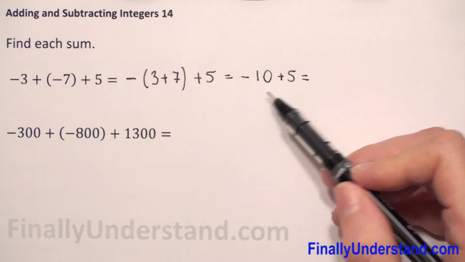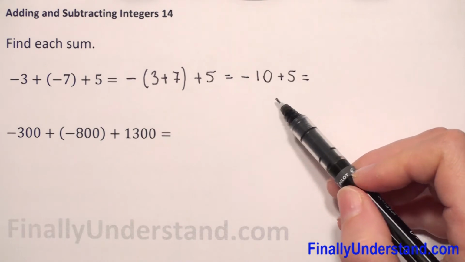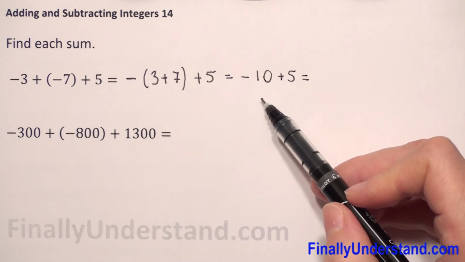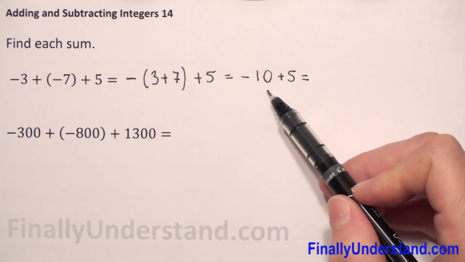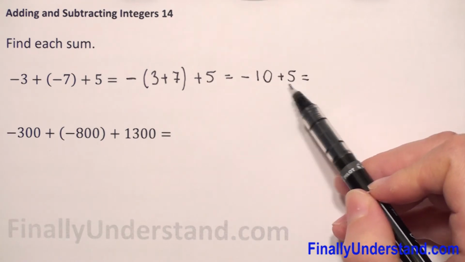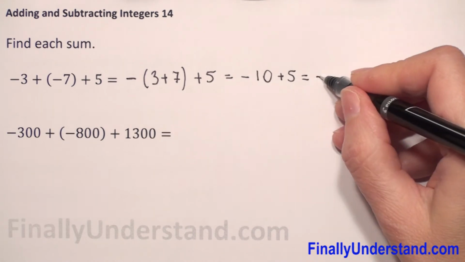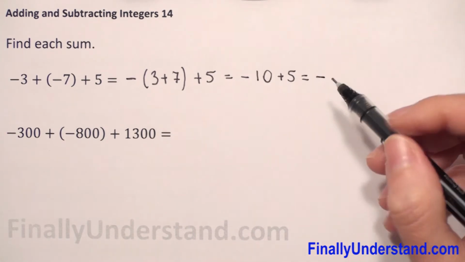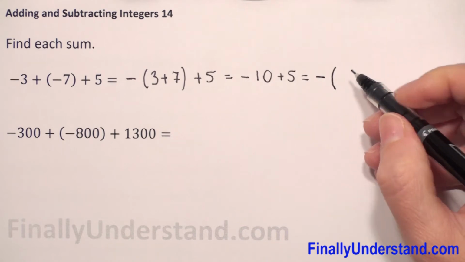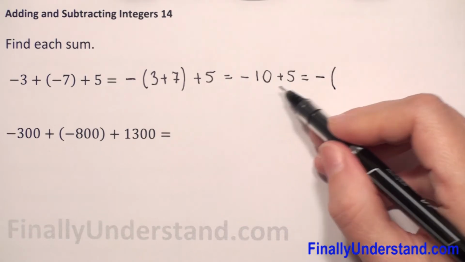First is negative, second is positive. So first we check the sign before the greater number. 10 is greater than 5. So we check the sign before 10, it is negative. So we copy this negative sign. And now in parentheses we just subtract the smaller number from the greater number.